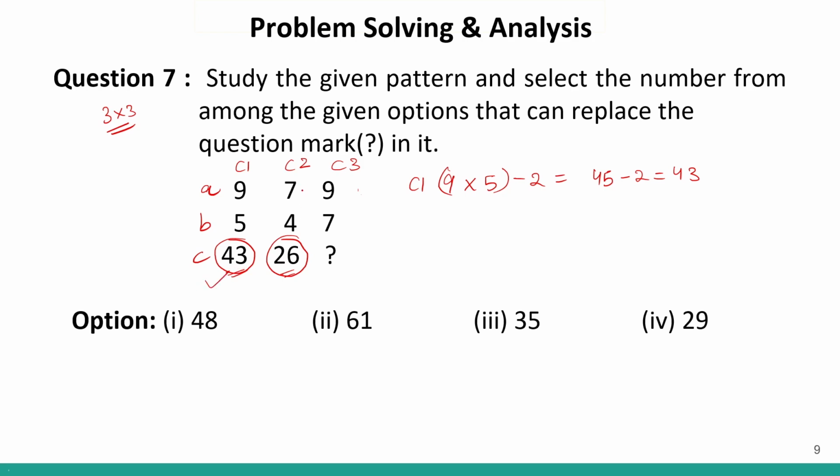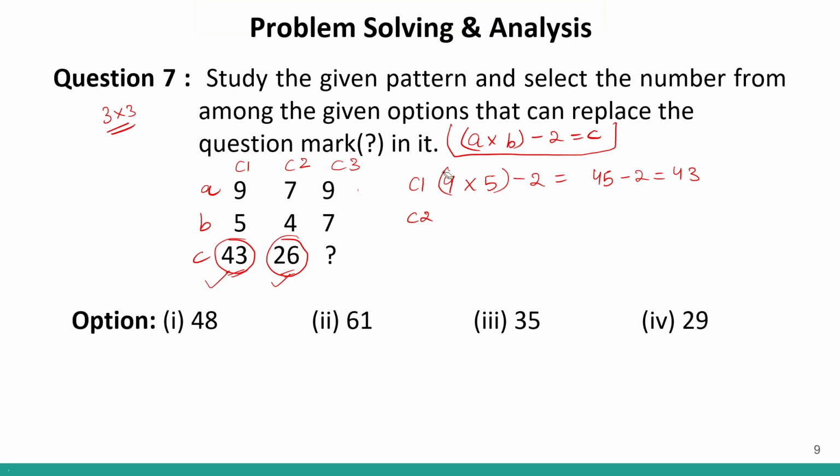Now let us check if it holds for column number 2 as well. So column number 2, this is what? This is basically A into B minus 2 is giving me C. This is the logic. Correct? So I'll do the same logic for column number 2 as well.